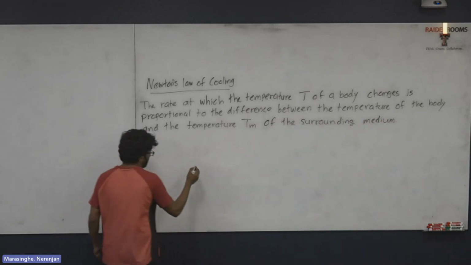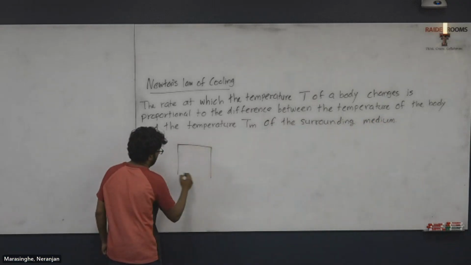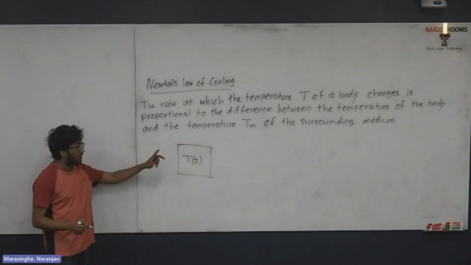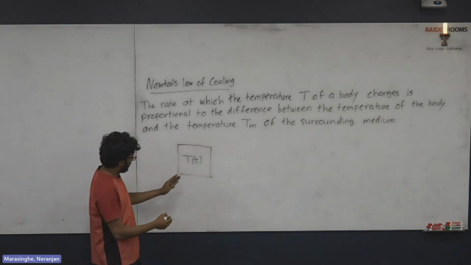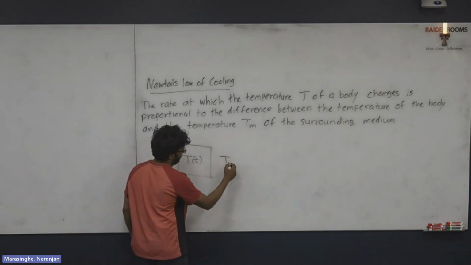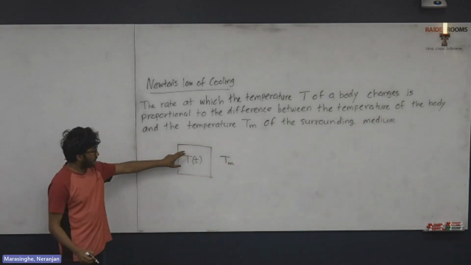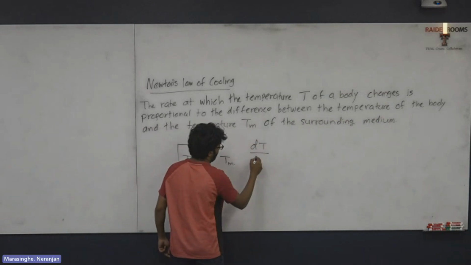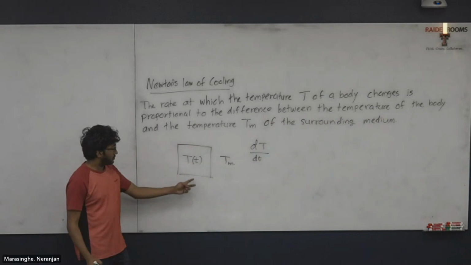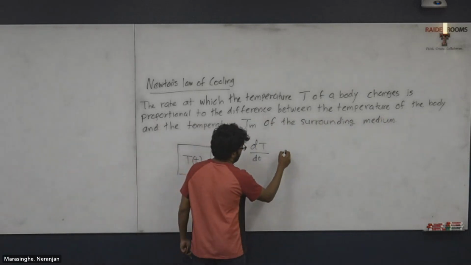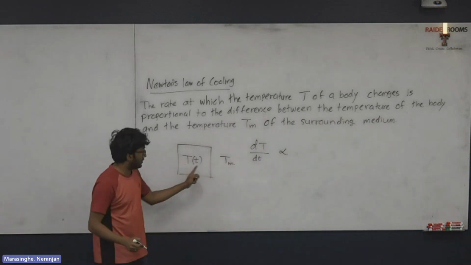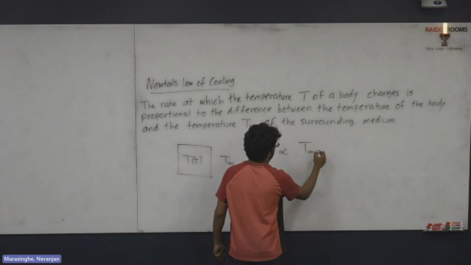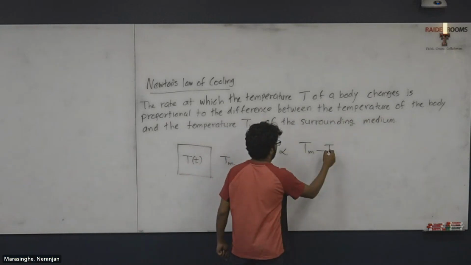Okay, this is the idea. Suppose we have an object like this. Its temperature is T, and the temperature of the surrounding is Tm. Then the rate of change of the temperature of this object, that is dT over dt, is proportional to the difference between these two temperatures, Tm minus T.